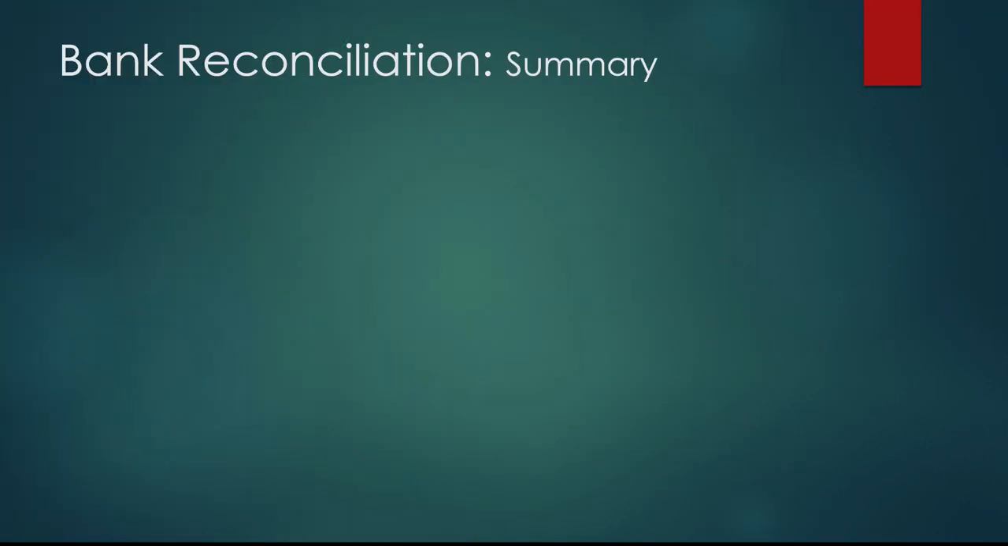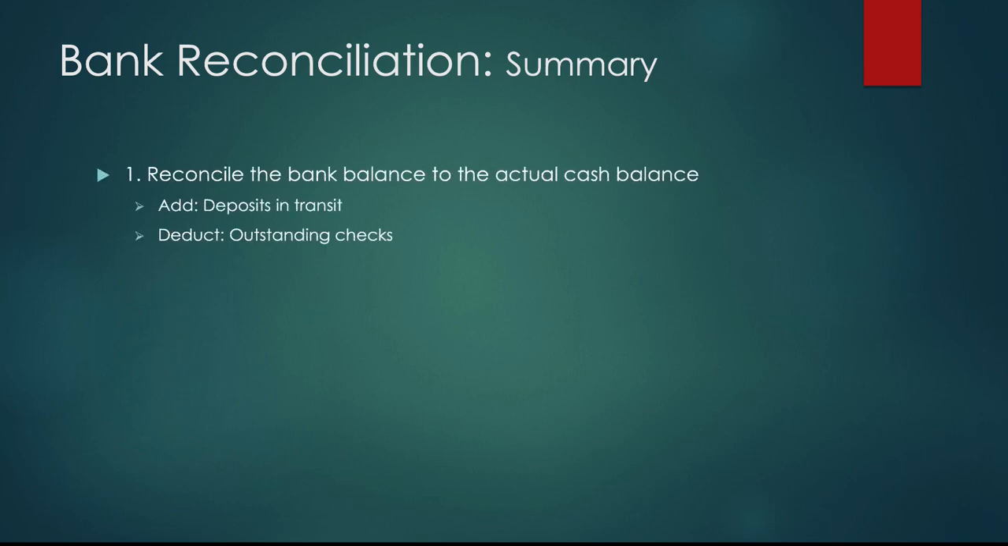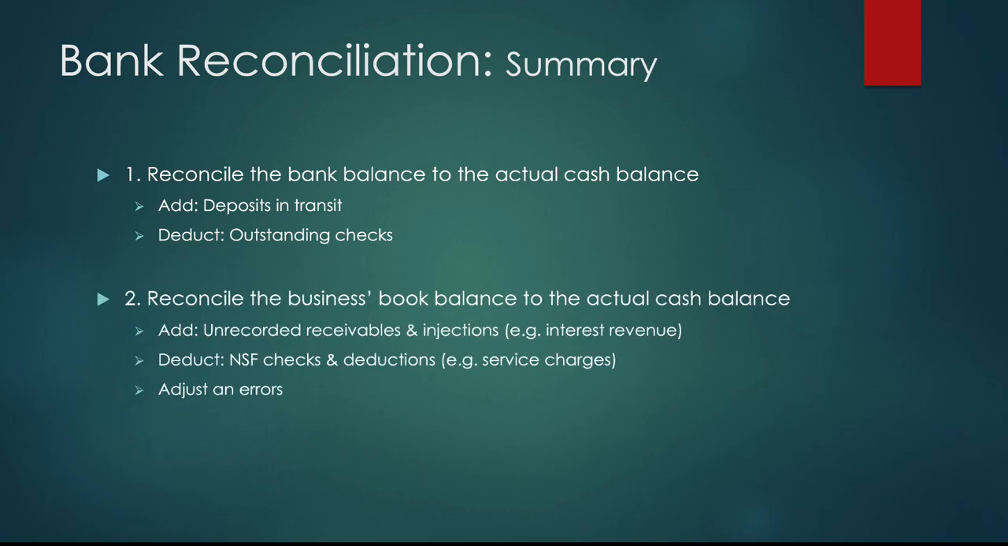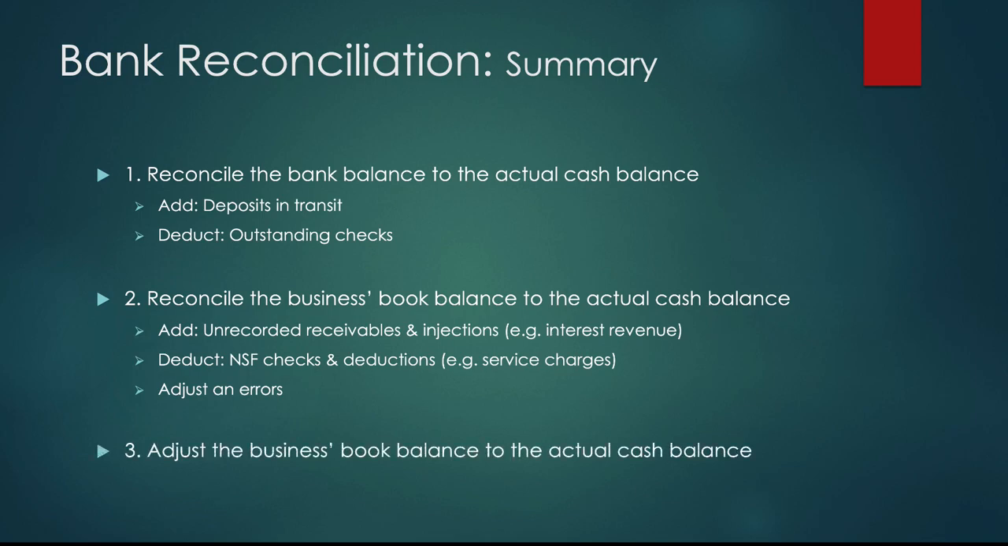So, to recap, the bank reconciliation process is made up of 3 steps. First, you reconcile the bank statement to the actual cash balance. Then, you reconcile the business's book balance to the actual cash balance. And finally, you adjust the business's records to reflect the necessary changes.